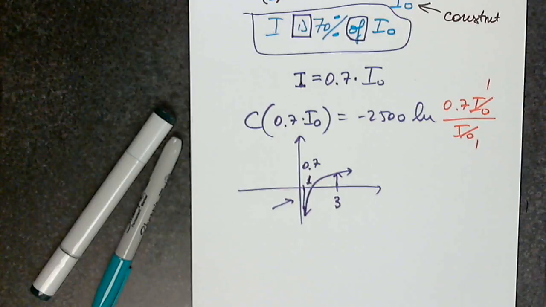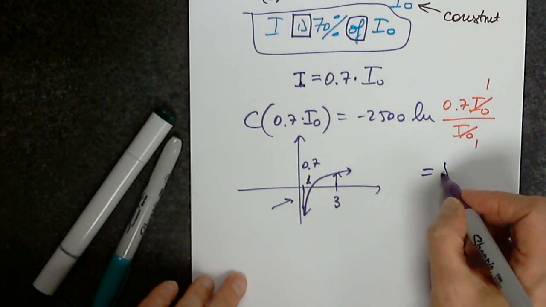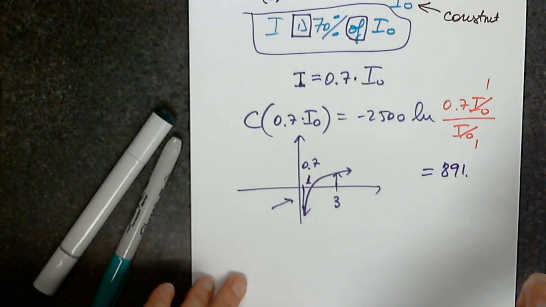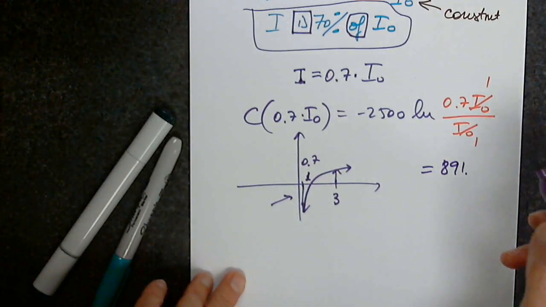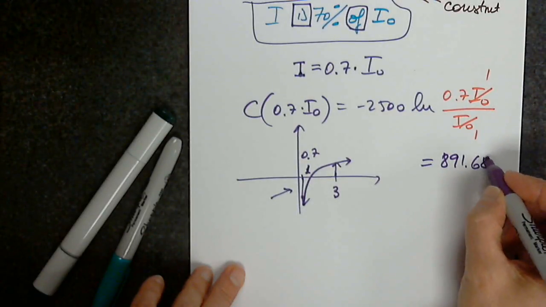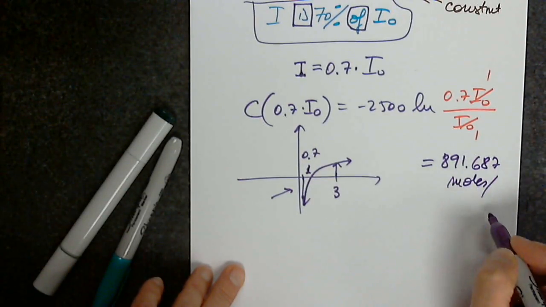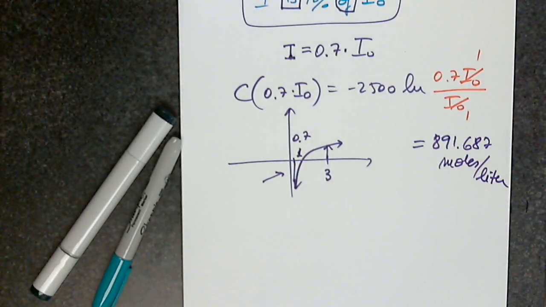So I'm going to say 892. So the concentration in moles per liter. So the answer is 8, or to be, it doesn't say to round up or not. So I'm going to, in that case, say 891.687 moles per liter. All these problems are very doable. Please read the others, and if you have any questions, let me know.